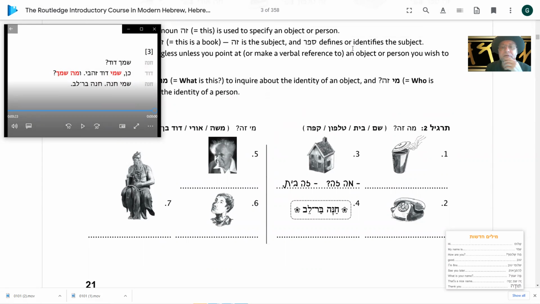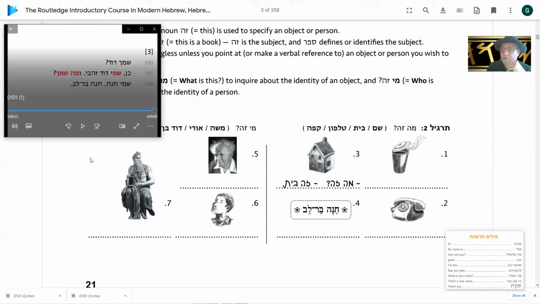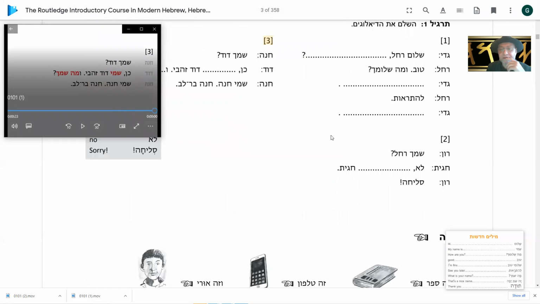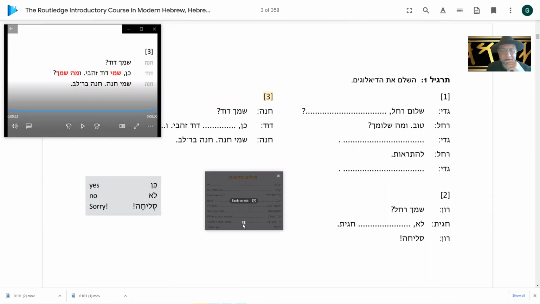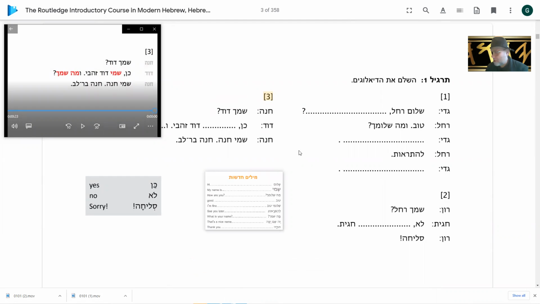Okay. Let's see here. Okay, so with every one of these units, we've got these answers here, at least for most of these exercises, it looks like. And then we've got our vocabulary, milim chadashot, here. Shalom. Okay, so we got all that. So this program is just chock full of a lot of extra videos and audio and stuff like that. So I rarely find a program that fits as well as this does for modern Hebrew.